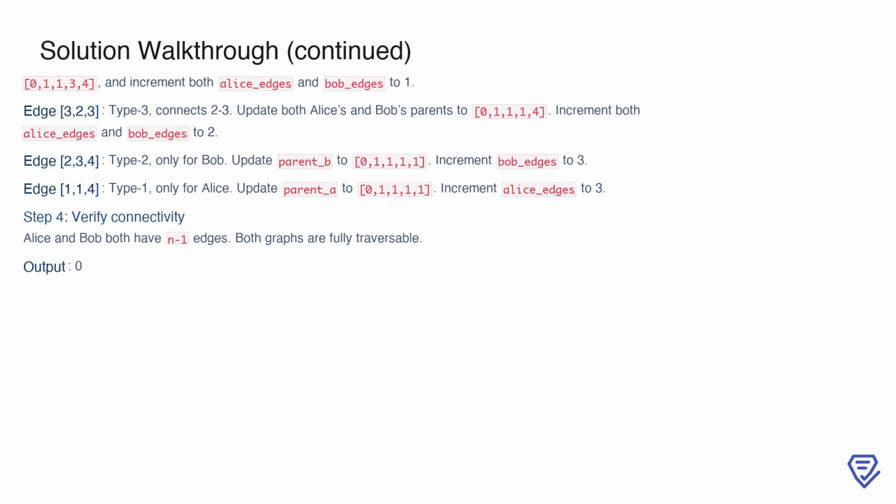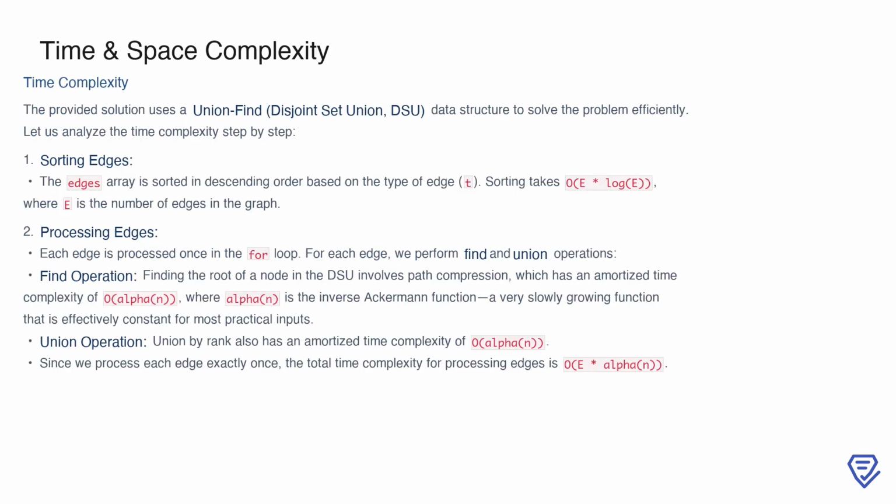Since no edges needed to be removed, the output for this example is 0. In this problem, we utilize the union find data structure, also known as disjoint set union or DSU, to achieve an efficient solution. Let's break down the time complexity step by step.